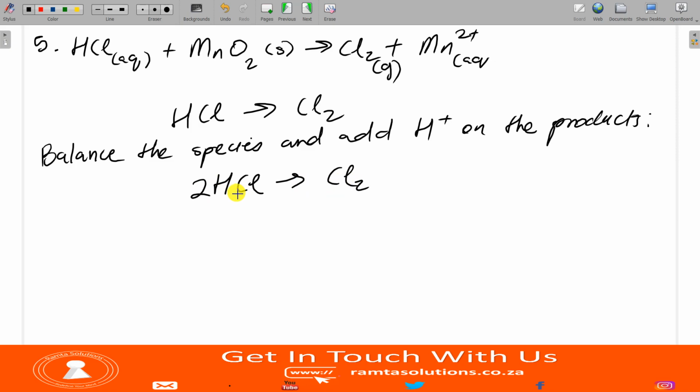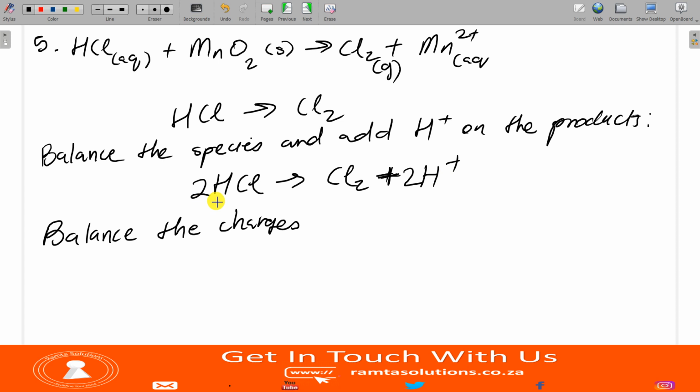To balance the hydrogens, because this is an acid, it increases concentration of H+. It'll be this guy. Now let's balance them. It'll be 2. Now what do we do? Balance the charges. Because now species are balanced, we balance the charges. As you can see, each and every species is balanced. Now let's balance the charges.